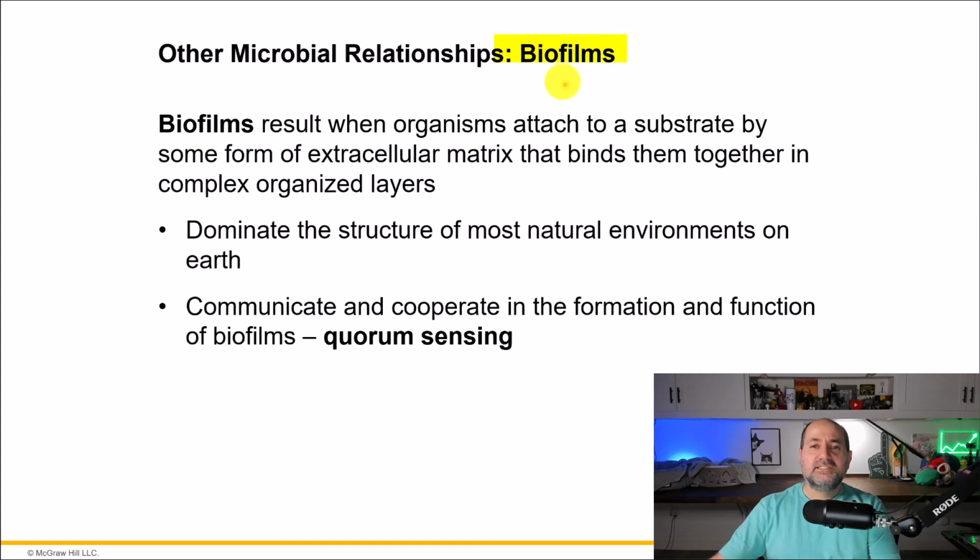Another form of microbial relationship occurs in what are known as biofilms. Biofilms are really neat communities that microbes make. And remember, in biology, a community includes members of different species, right? Many different species make up a community. So biofilms result when organisms attach to a substrate, that means some sort of surface, by some form of extracellular matrix. Think of glycocalyx. Remember the sugary proteinaceous goo that bacteria can secrete? That binds them together in complex organized layers.